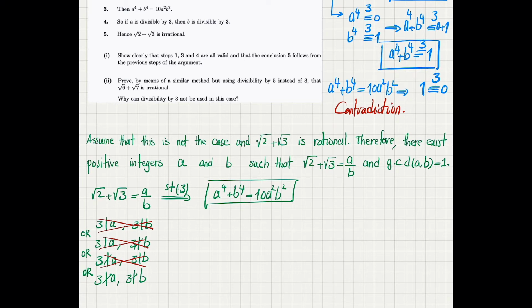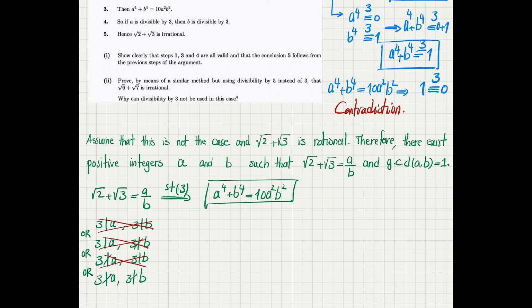I want to show that the last one is also not possible. Then it means that I have a contradiction, because on the one hand, I should have at least one of these cases. On the other hand, none of these cases can be true. So it means that I have a contradiction. This contradiction comes from the fact that I'm assuming that the square root of 2 plus the square root of 3 is rational.